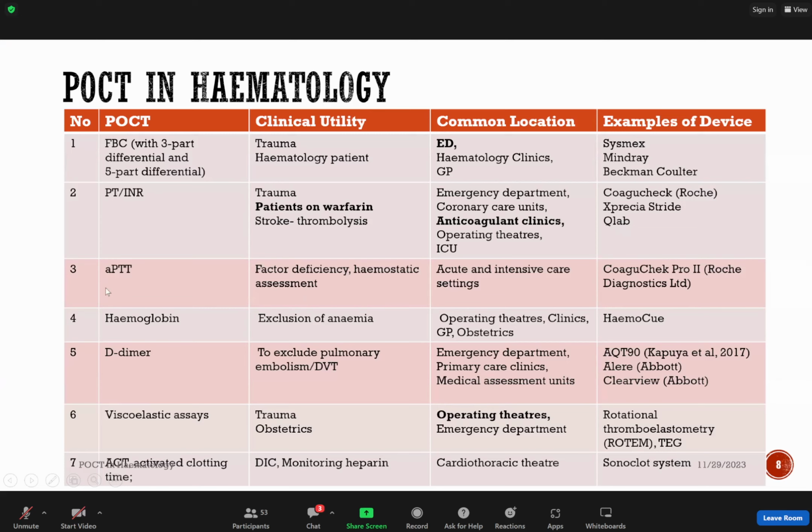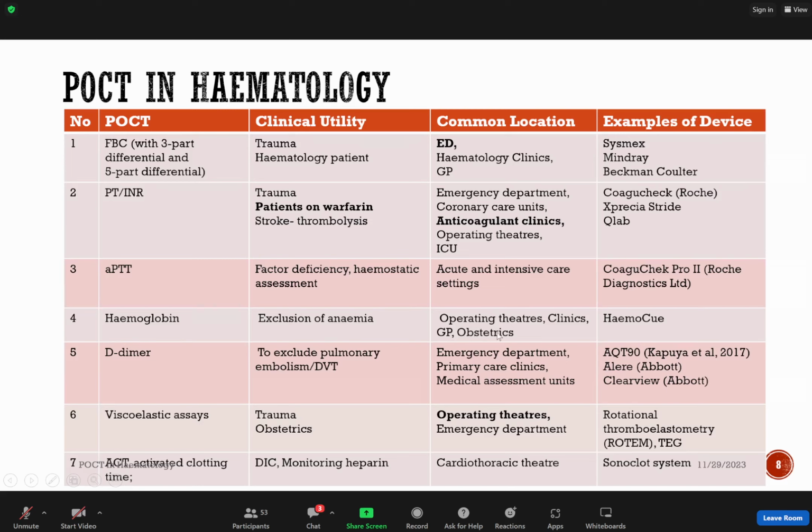Next, POCT APTT, clinical utility for factor deficiency or hemostatic assessment. Common location is acute and intensive care settings. The example is also from Roche. The same device for INR can also do the APTT test. Next, POCT hemoglobin. This is for exclusion of anemia, with locations at operating theatres, clinics, GP, and obstetric.